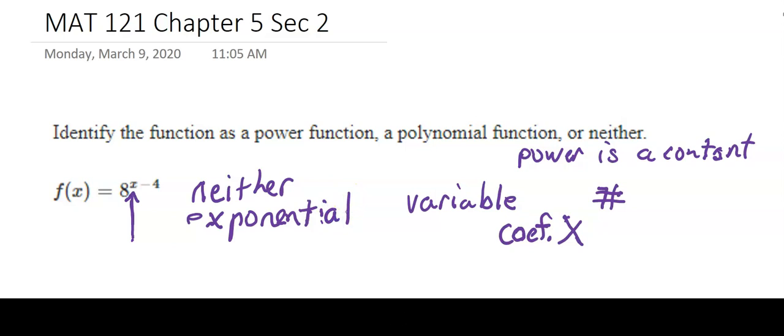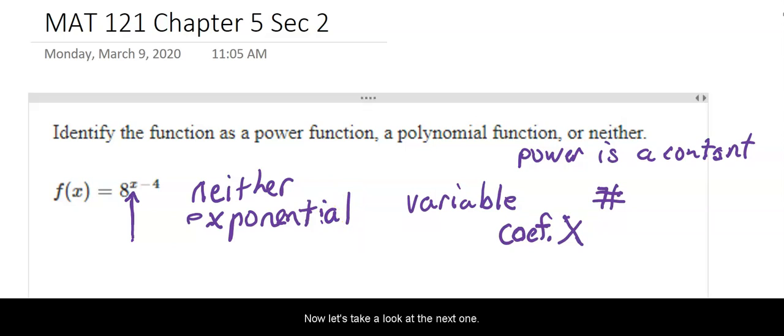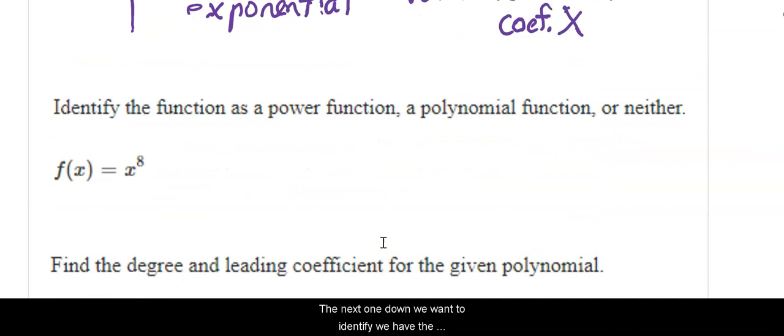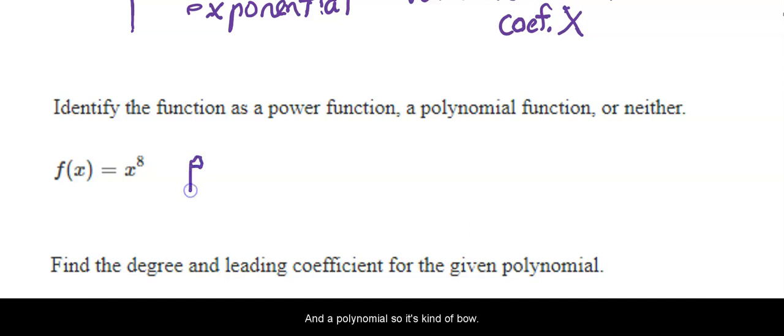All right, now let's take a look at the next one. We have the variable x raised to the power 8. That's a variable to a number power. So this is both a power function and a polynomial. So it's kind of both. But technically, we would call it a power function.